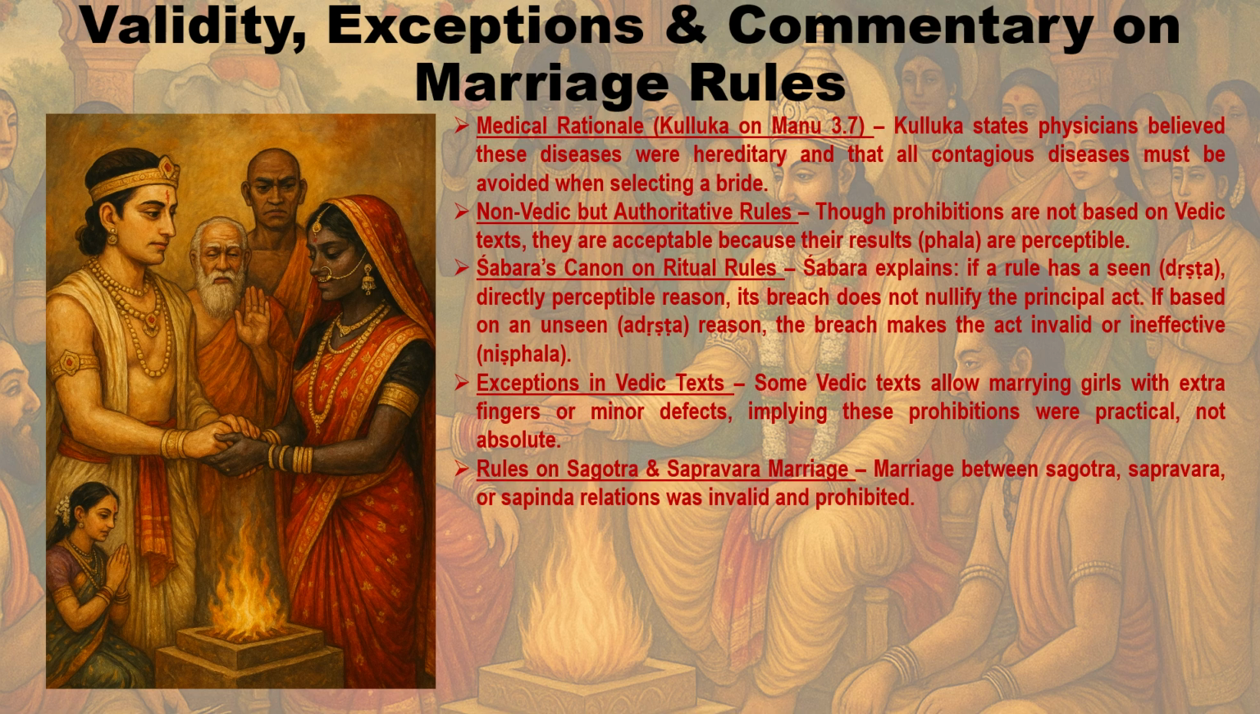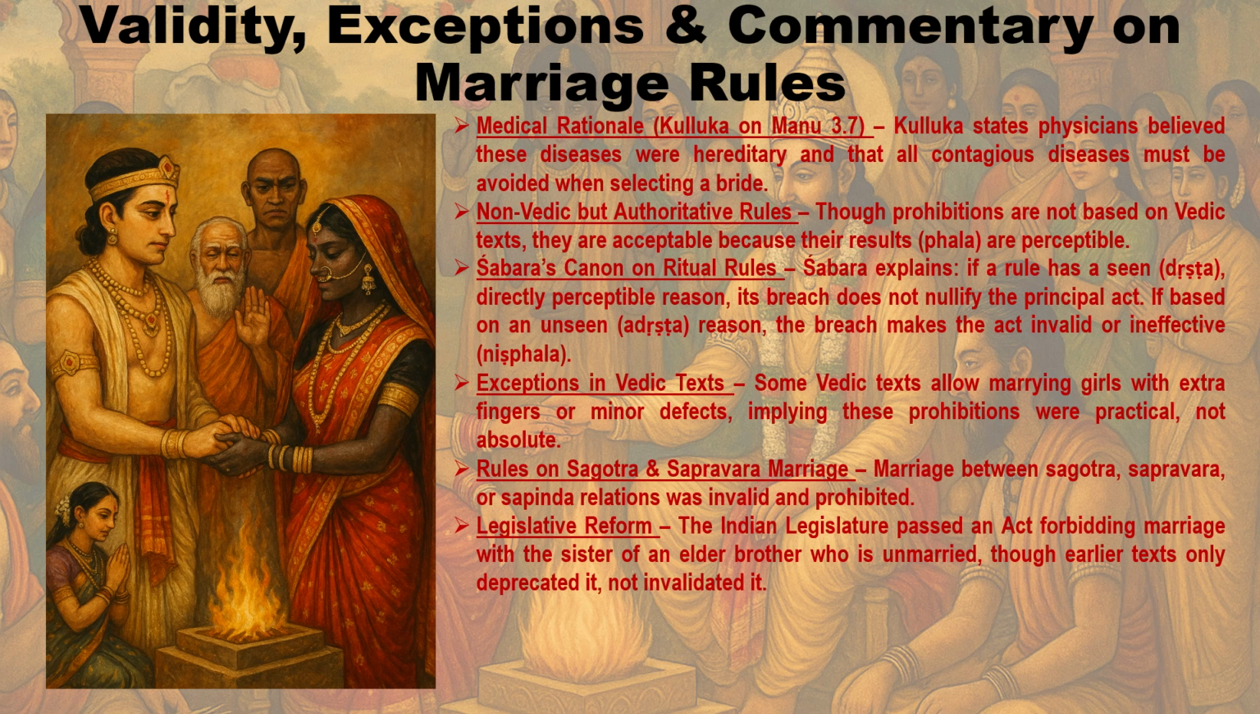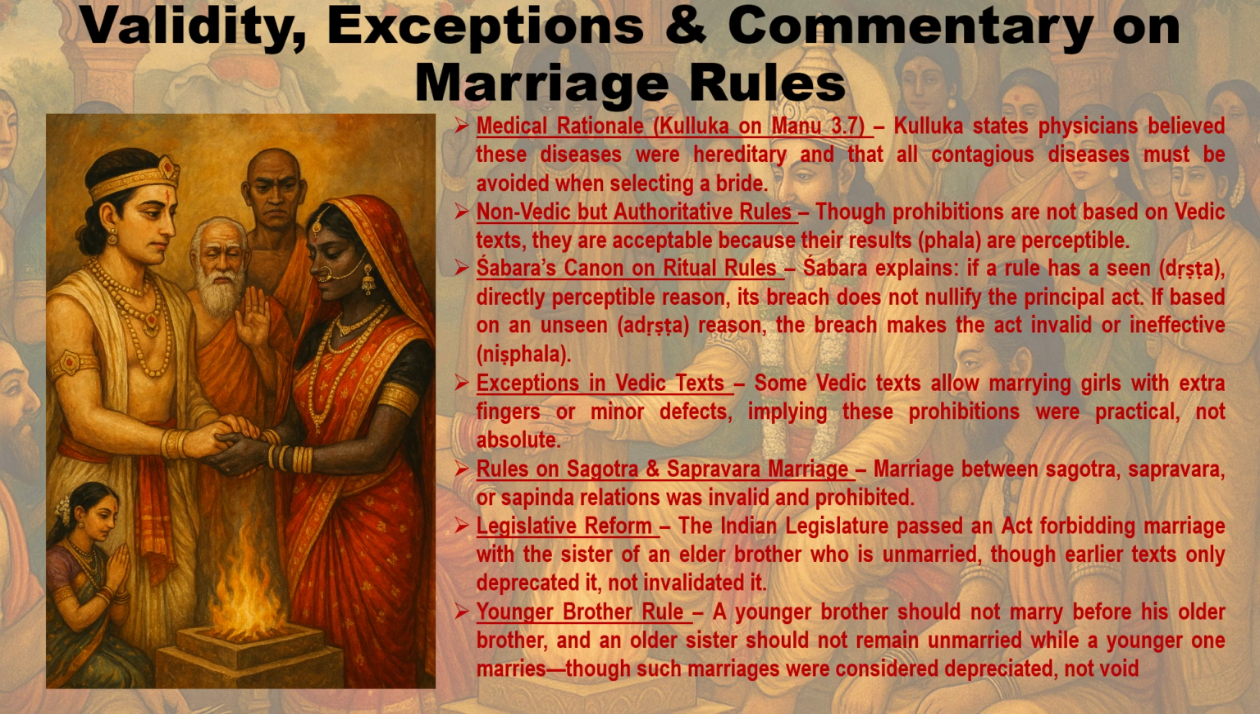Marriage between Sagotra, Sapravara, or Sapinda relations was invalid and prohibited. The Indian legislature passed an act forbidding marriage with the sister of an elder brother who is unmarried, though earlier texts only deprecated it, not invalidated it. A younger brother should not marry before his older brother, and an elder sister should not remain unmarried while a younger one marries, though such marriages were considered deprecated, not void.